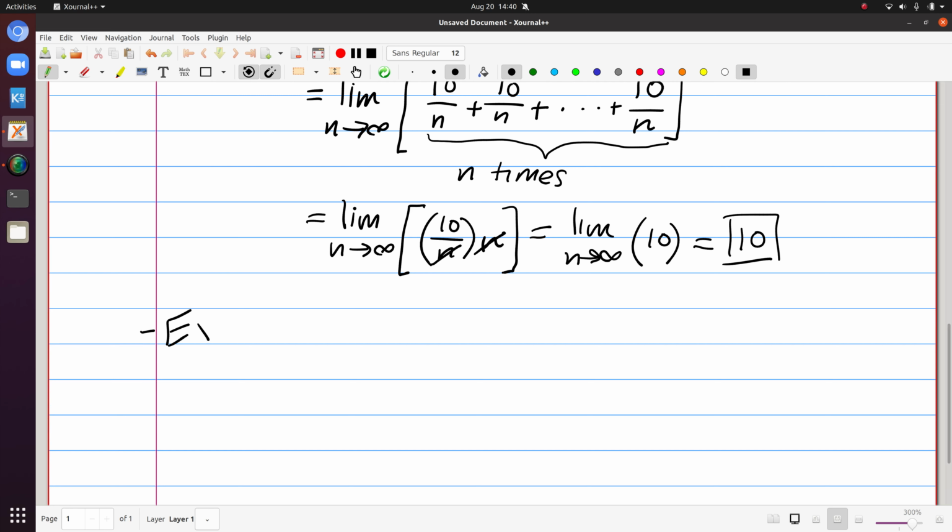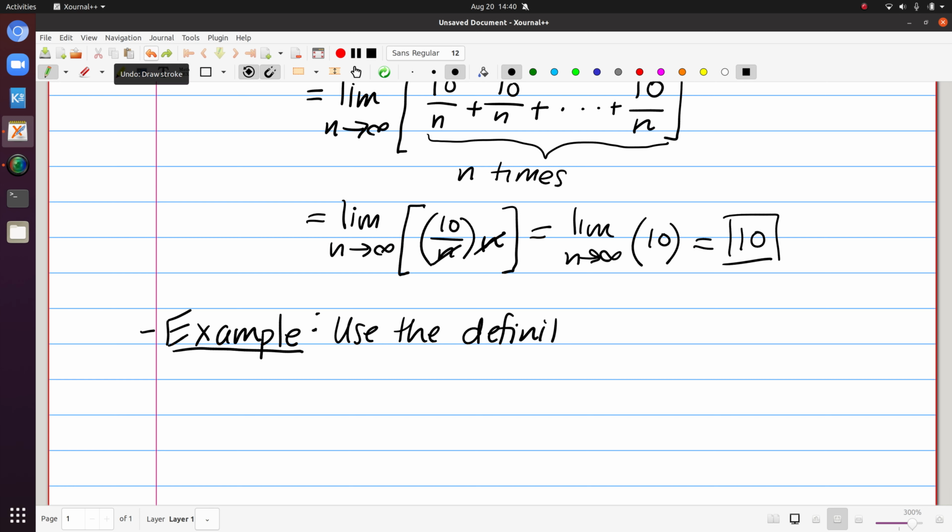Now, if the function is slightly more complicated, so not a constant function, let's look at a linear function. Again, use the definition of the definite integral.